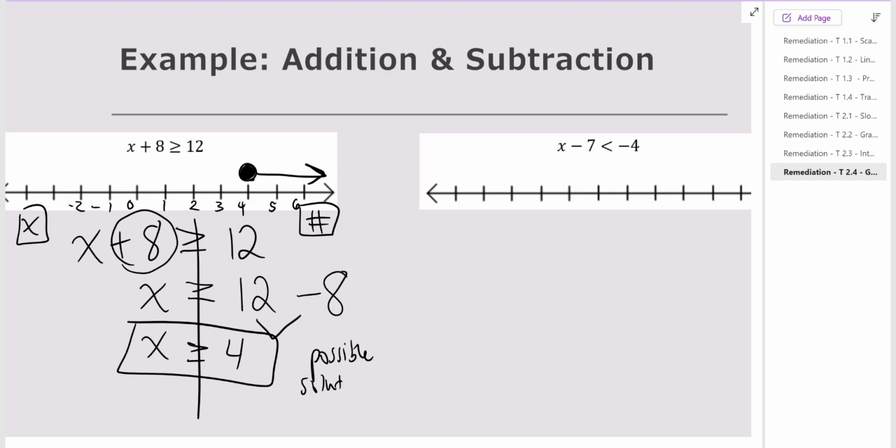Possible solutions: 4, 5, 6, and so on. Okay, the next one is different because this one is subtraction.